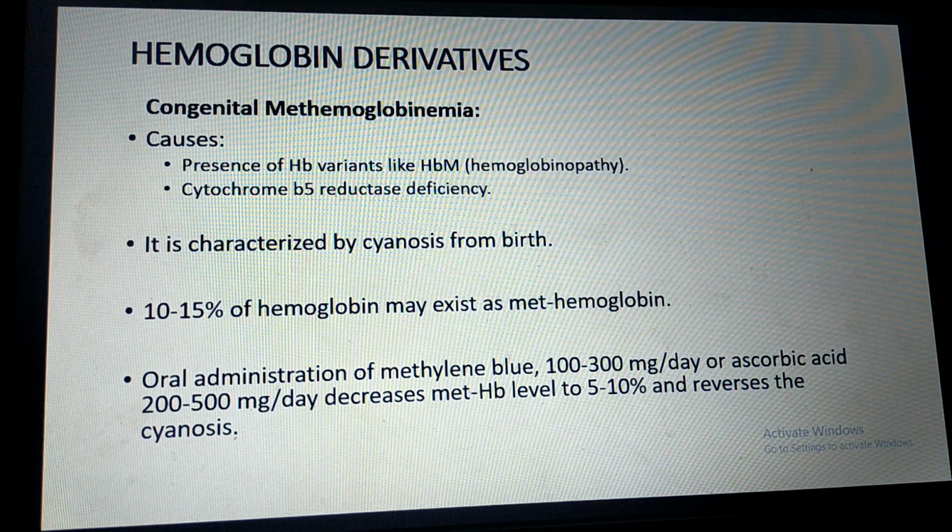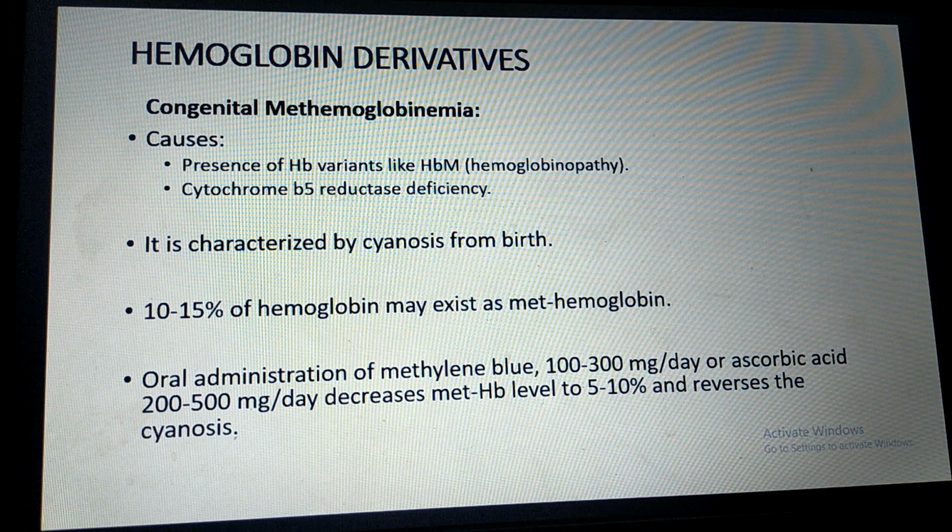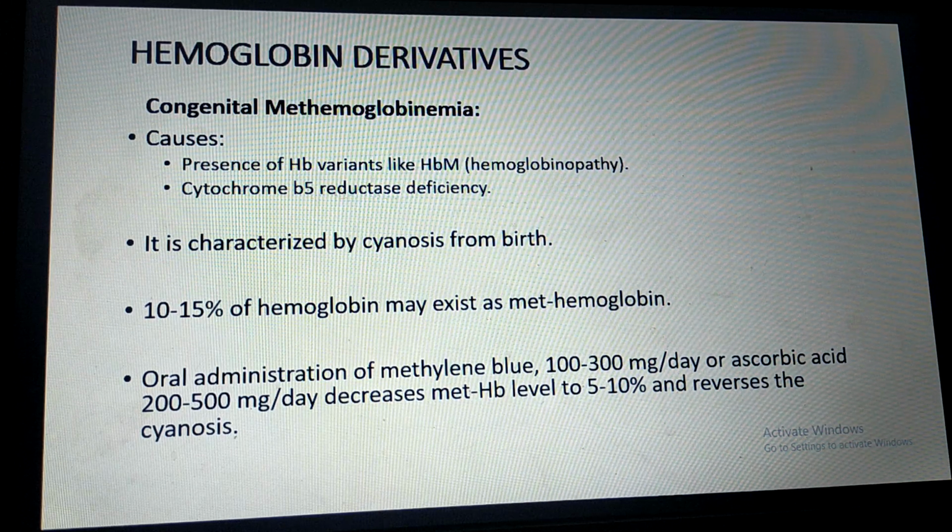Here, the presence of hemoglobin M. Normal hemoglobin is hemoglobin A. If in some person, due to some defective synthesis of hemoglobin, hemoglobin M is present, this hemoglobin M also causes methemoglobinemia. Hemoglobin M and methemoglobinemia are different.